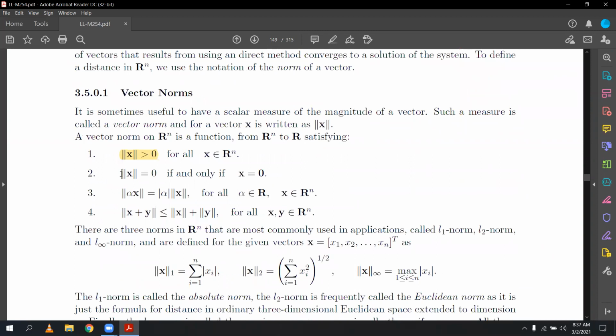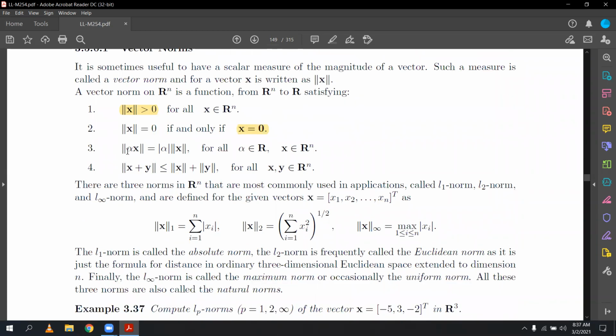The norm of a vector is always positive. The norm is only 0 if all the elements of the vector are 0. And if you multiply a vector by any real number, and of course, for a real number we never use the norm. For a real number, we use what?